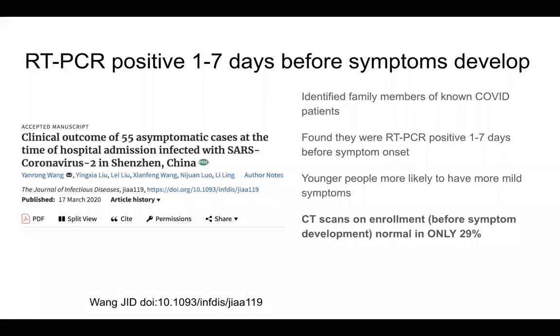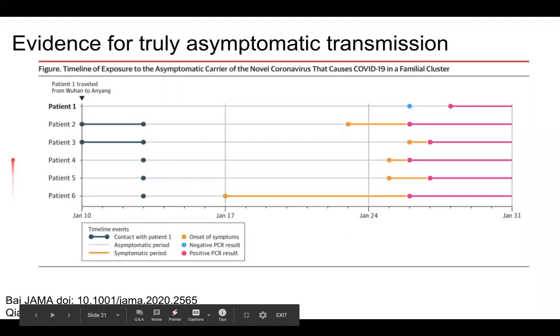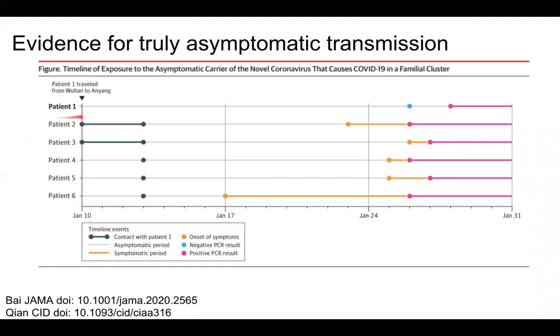So this is an illustrative cluster of 6 infections during the early epidemic in China outside Wuhan that was published in JAMA. And there's also a reference below to a very similar cluster just published in CID as well. You can see patient 1 on the top line traveled home from Wuhan on January 10th and had varying levels of close contact with patients 2 through 6, as you can see here in blue, over the course of the next few days. In the ensuing days to week, all of these other patients became symptomatic, denoted here in orange, and were ultimately diagnosed with COVID-19 at the pink point along the line. Patient 1, however, remained asymptomatic throughout the study period and was ultimately tested and found to be SARS-CoV-2 positive 19 days later, suggesting that there truly can be asymptomatic transmission if this case is to be believed.